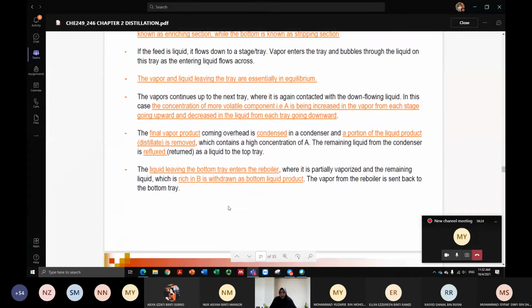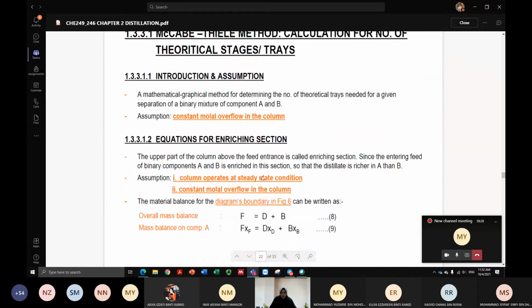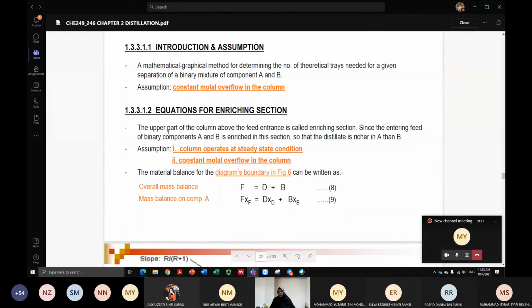You can read this part and then you can read the textbook also. So in order to solve the problem, what do we actually want to solve? We want to solve the mole fraction of the distillate and the mole fraction of the bottom, together with the flow rates of your distillate and your bottom product. So this is the total flow rate: total flow rate of feed equals total flow rate of distillate plus total flow rate of bottom.